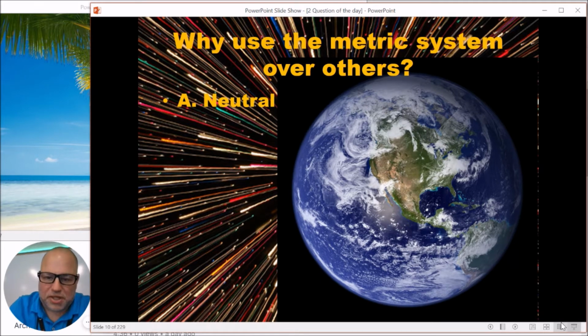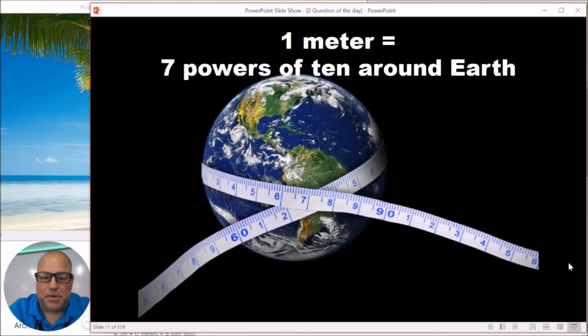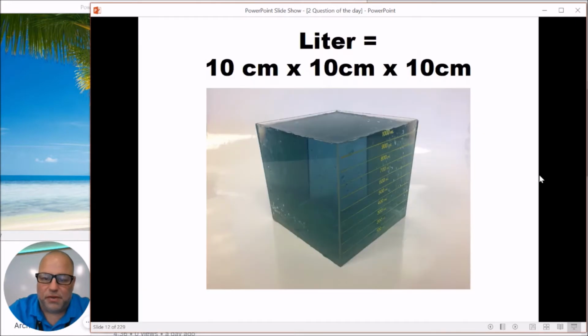Another reason for the metric system is it's neutral. It's literally based on how big the world is, from one side of the planet to the other side of the planet. They kept dividing that by 10 until they got to 1 meter. Well, the meter's bigger than that, but you get the idea. So it was a neutral thing. They measured one side of the planet to the other and divided it by 10 over and over and over again.